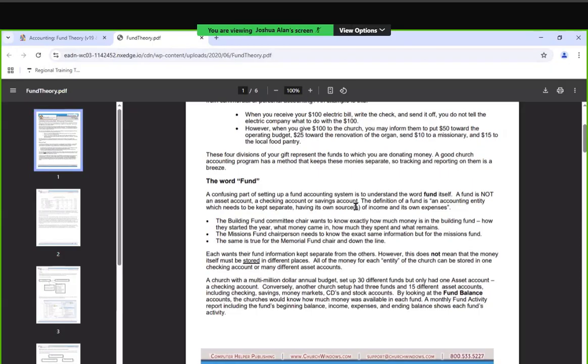Okay? Basically, there are two things that you need to ask yourself when determining whether you need to set up a fund in Church Windows accounting.